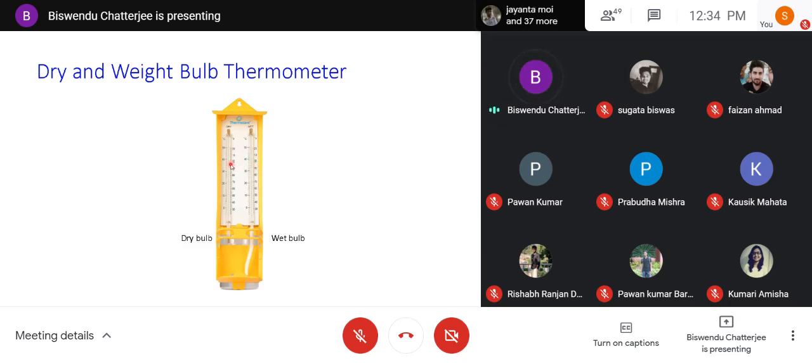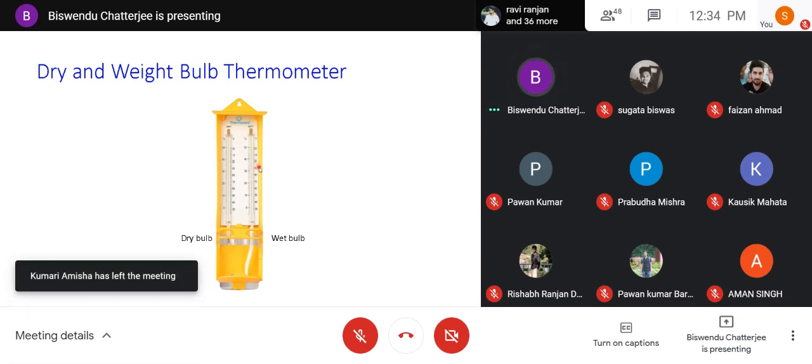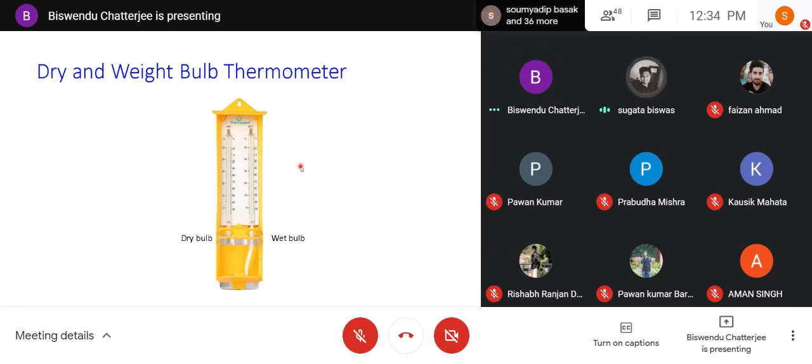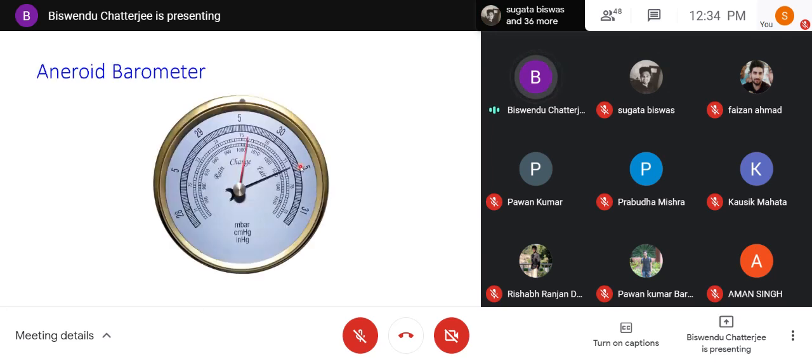So if the wet bulb temperature is very much less than the dry bulb, the atmosphere is dry. If the wet bulb temperature is similar to the dry bulb, the atmosphere is wet. Is it clear? Yes, sir. Okay. So this is the dry and wet bulb thermometer, and this is the barometer.